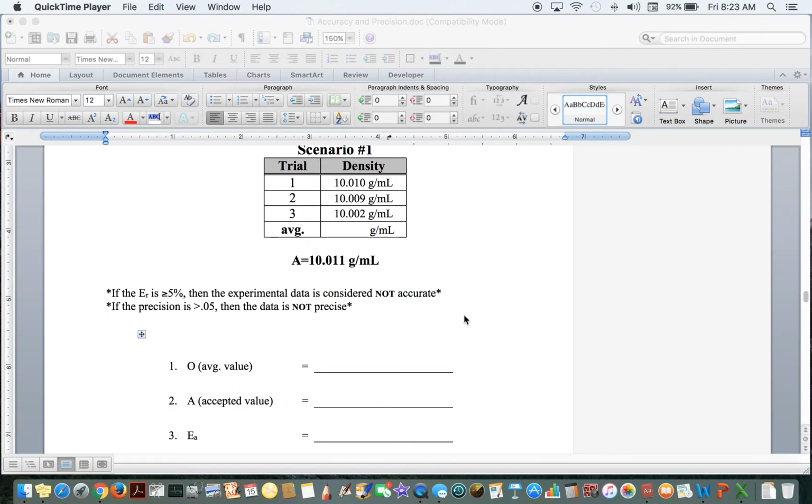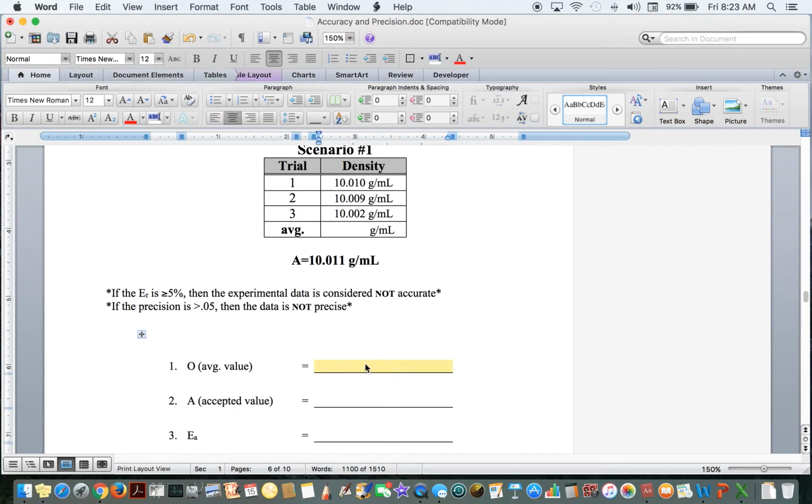It's very simple. What we're going to do is take all three of these trials, the data, add all three together, and divide by 3 to get an average. This average value is called your observed value. So the observed value is your average value. Add all three pieces of data, divide by 3 to get your average, which in this case is your observed value.